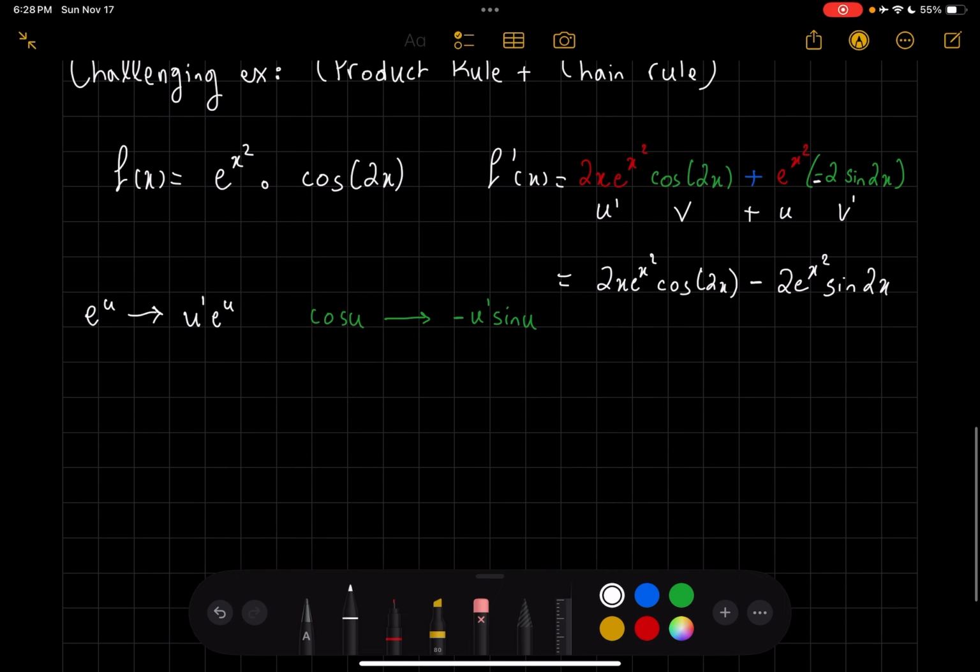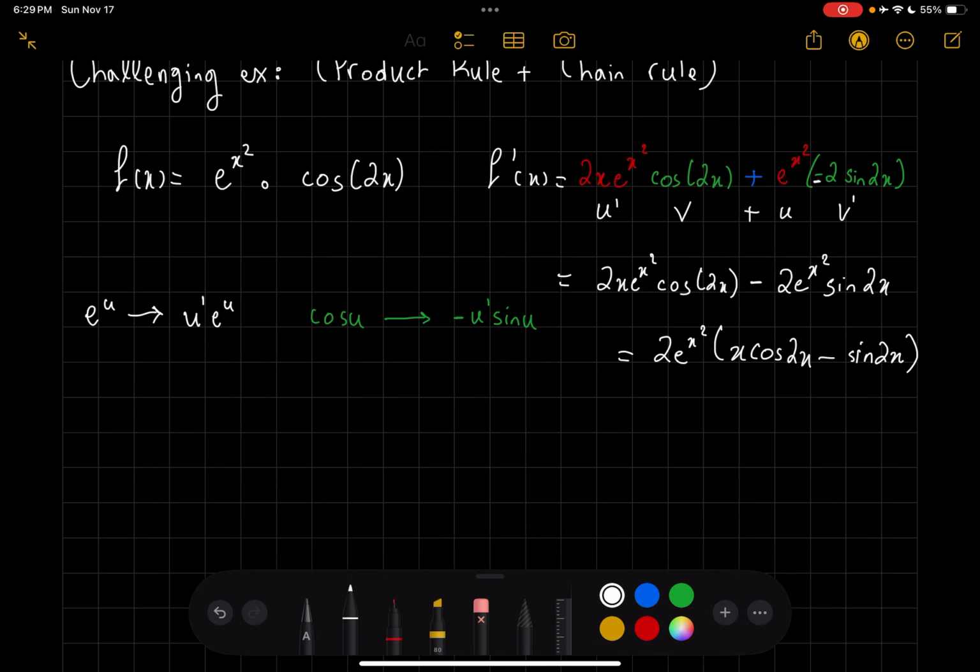Also over here, if you want to take 2e to the power of x squared as a common factor, you are able to do so. So 2e to the power of x squared times (x cosine 2x minus sine 2x). This is the derivative of this given function.